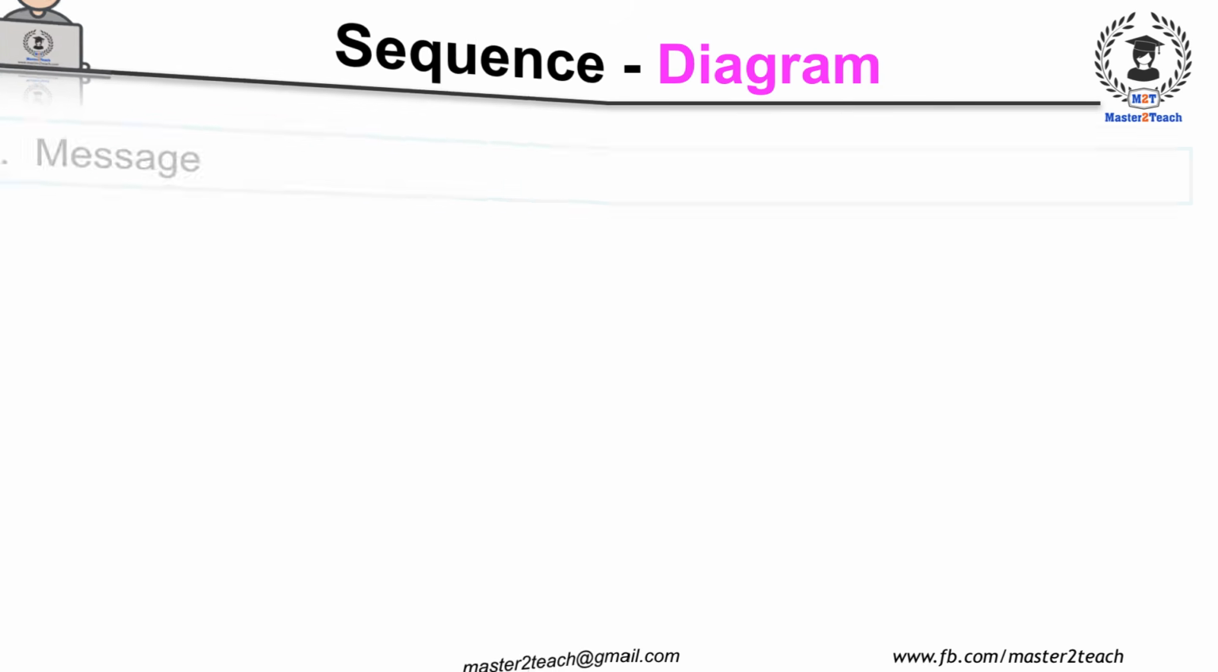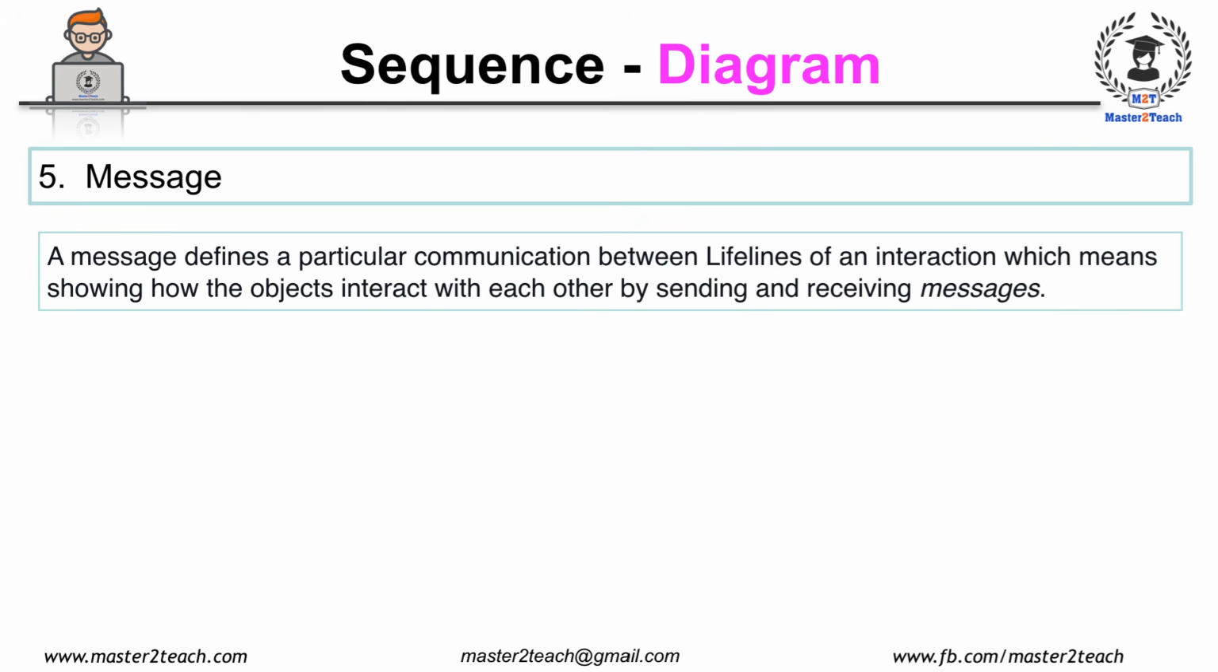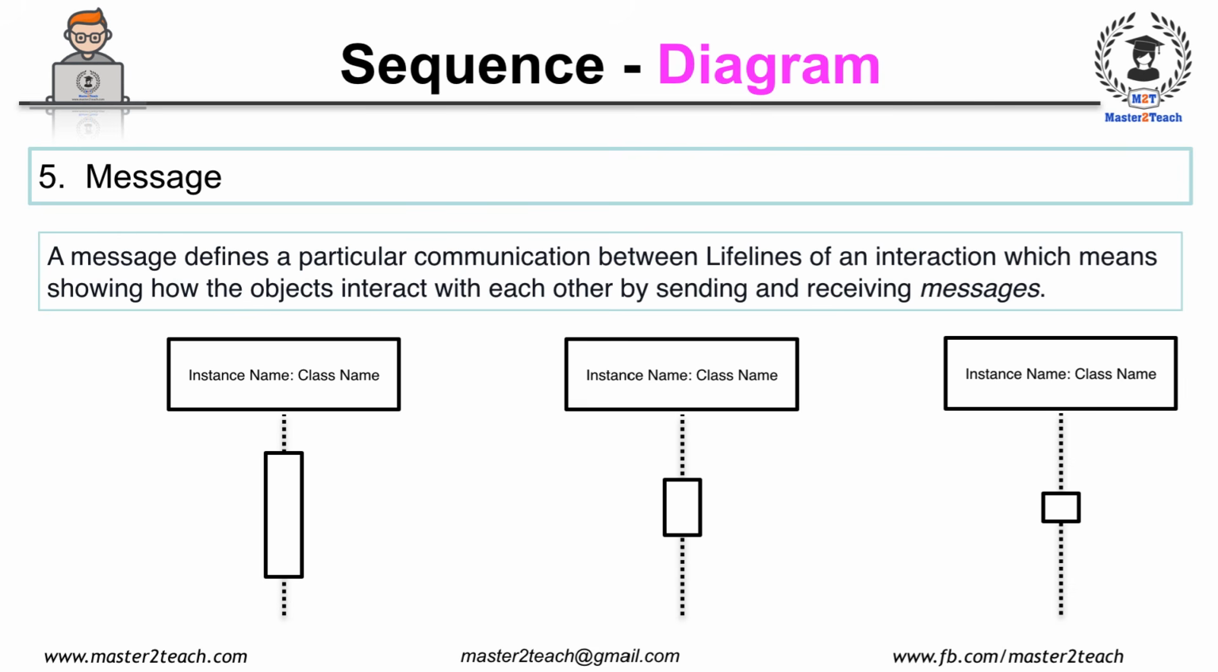Message. A message defines a particular communication between lifelines of an interaction, which means showing how the objects interact with each other by sending and receiving messages. The messages appear in sequential order on the lifeline. We represent messages using arrows. We can further classify the messages as follows.